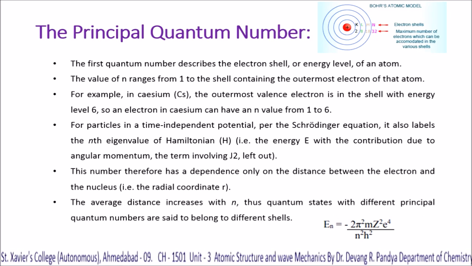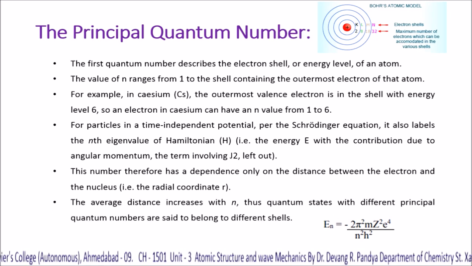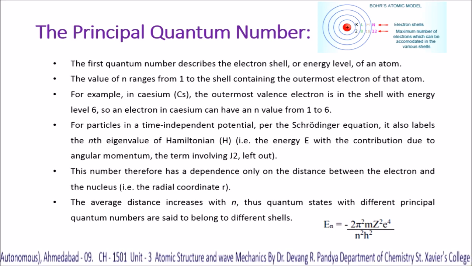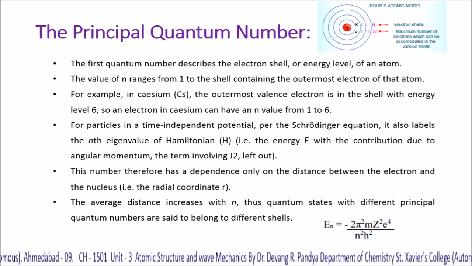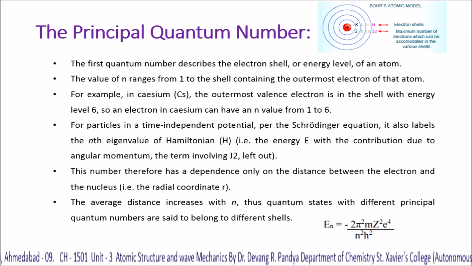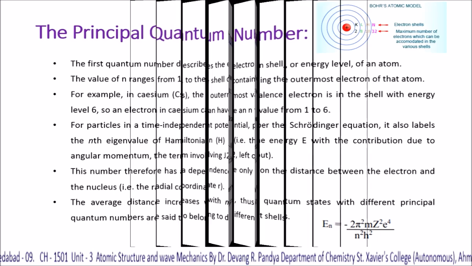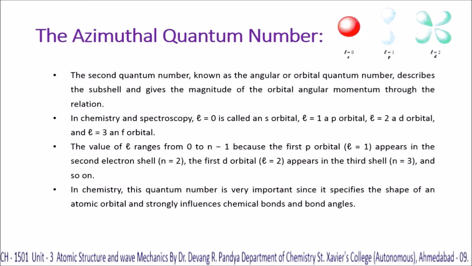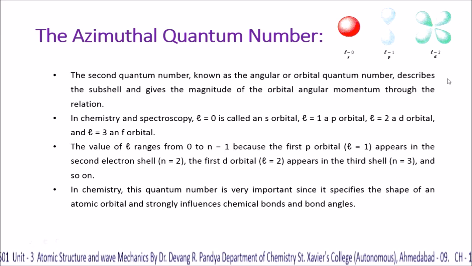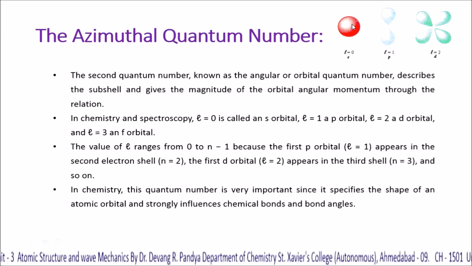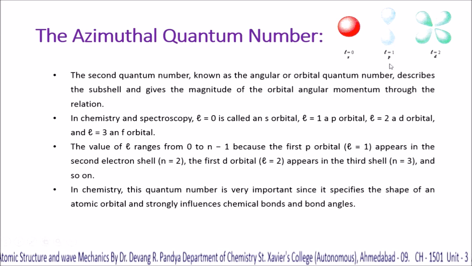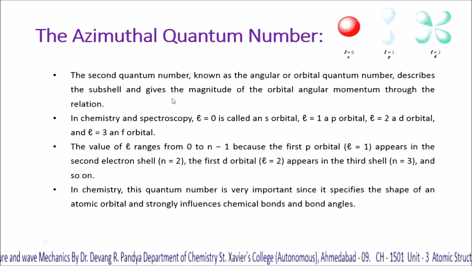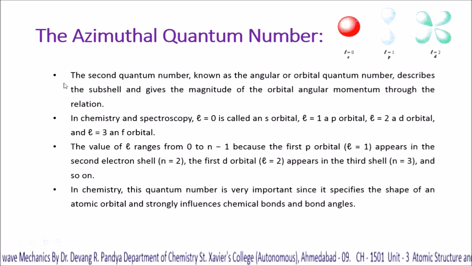The average distance increases with n, thus quantum states with different principal quantum numbers are said to belong to different shells, different energy levels. Now the second one is the azimuthal quantum number, that is the secondary quantum number, where L equal to 0 gives an s orbital, L equal to 1 a p orbital, L equal to 2 a d orbital, and so on. So it will give us information regarding the different energy sublevels.